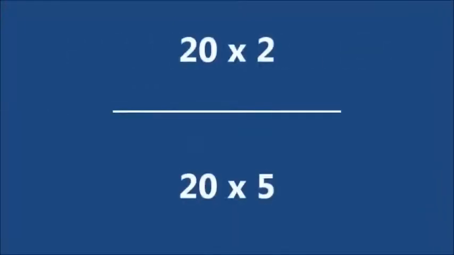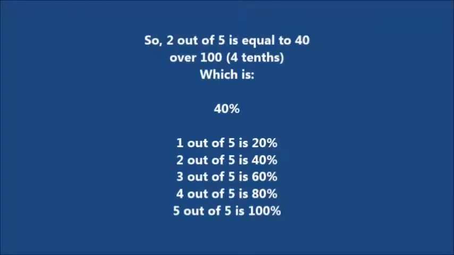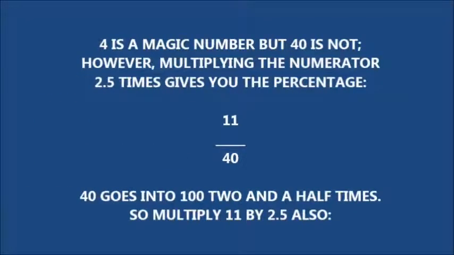Well, all you needed to do there was multiply the 2 by 20, because remember, 20 is a magical number. So that would turn it into 40 over 100, or 4/10. And of course, what is 40 over 100 as a percentage? Of course it's 40%. So 2 out of 5 is equal to 40 over 100, 4/10, which is 40%. And 1 would have been 20, 2 would have been 40, 3 60, 4 80, and of course 5 100.